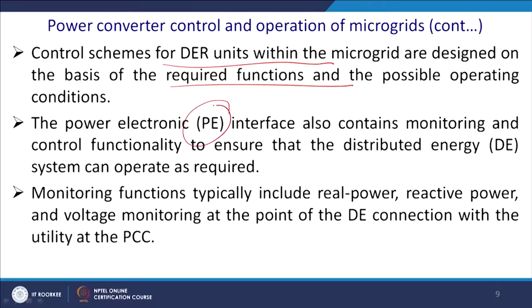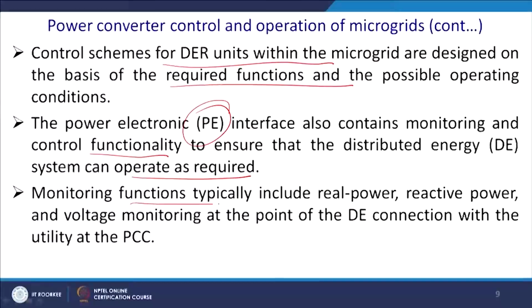The power electronic interface also contains the monitoring and control functionality to ensure that the distributed generator unit, that is the DES system, can operate as required. So, it may require PQ control, it may require droop control for the DC microgrid, it may require V/f control. All those entities can be factored into this distributed generation by the power electronics interface.